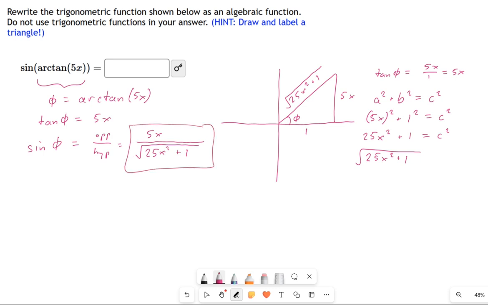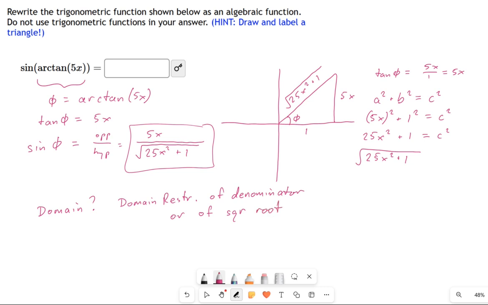Watch out for domain restrictions. This one doesn't seem to have any. But if it were asking you, for example, what's the domain, this problem is not, but what if it were? What you would need to look for is domain restrictions of the denominator, or of the square root. Both of those can generate domain restrictions.